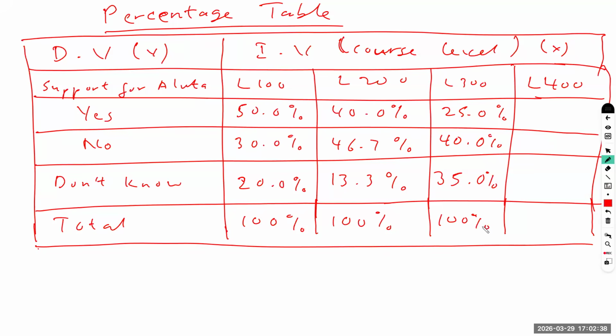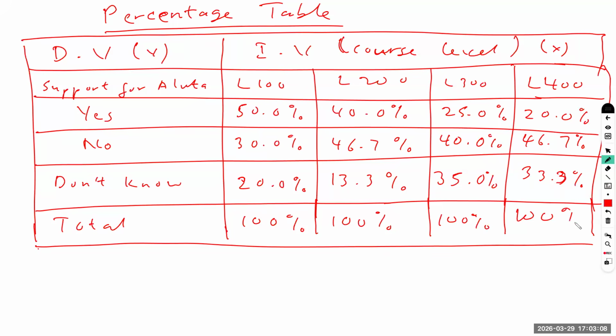Okay. Then someone should give us the last one, level 400. Eddie, should I go ahead? Yeah, go ahead. So the yes is 20.0%. And then the no is 46.7%. And then the don't know is 33.3%. Does it sum up to 100%? Yes.